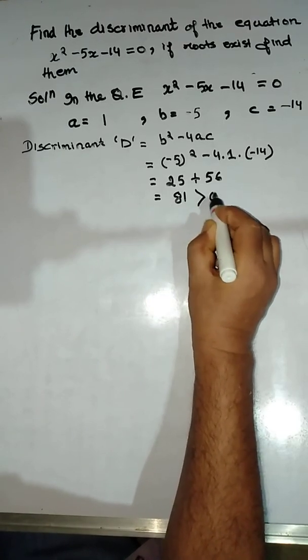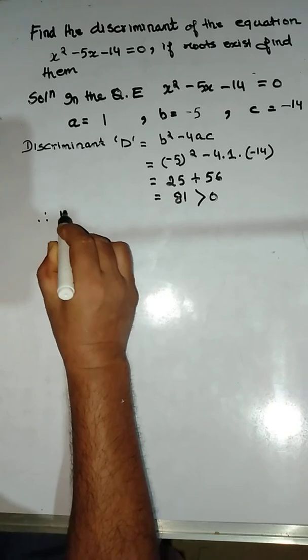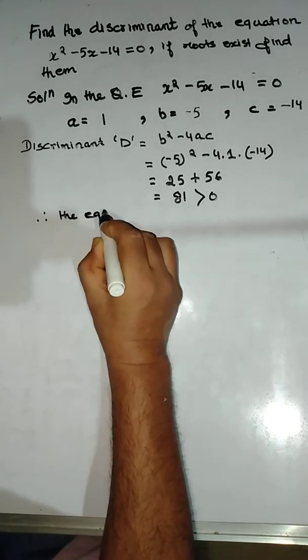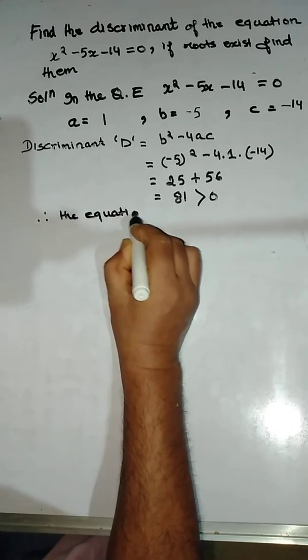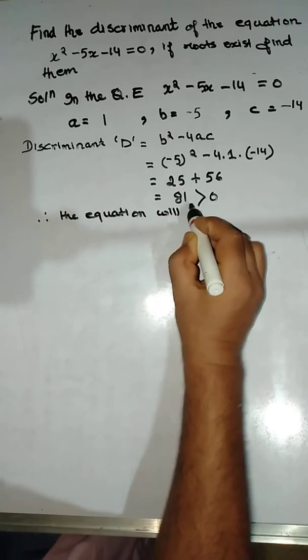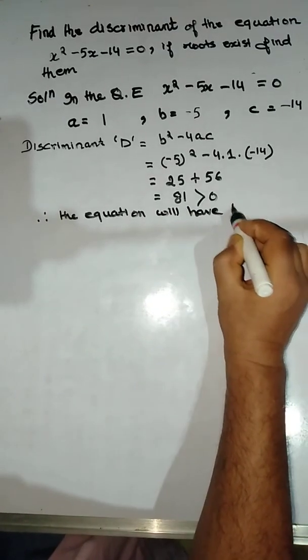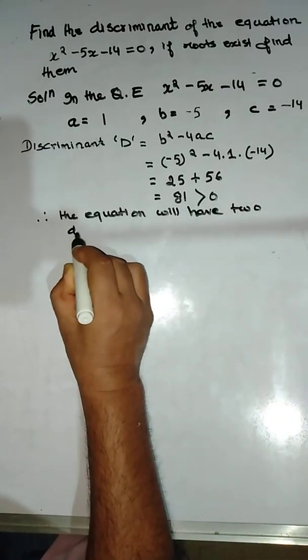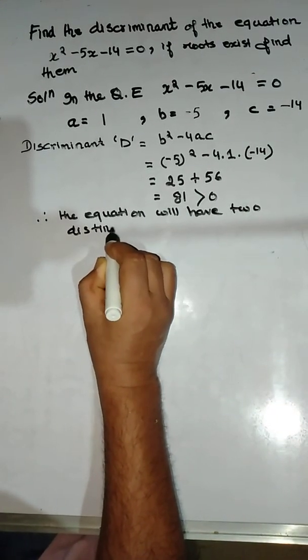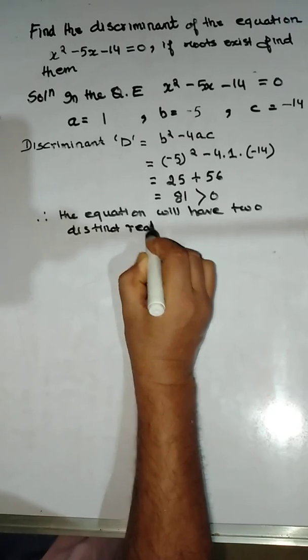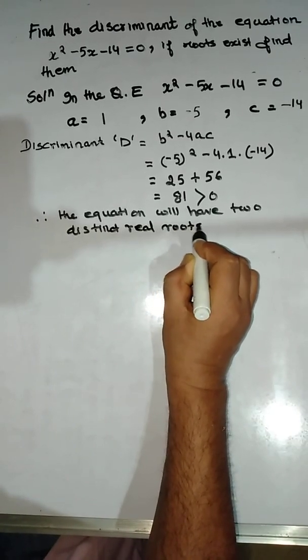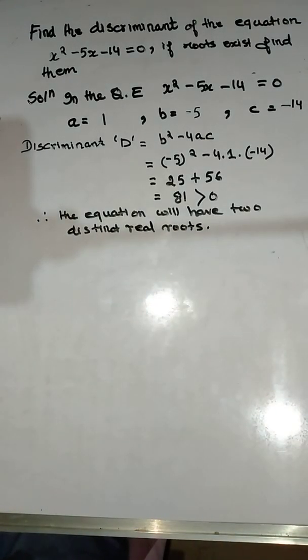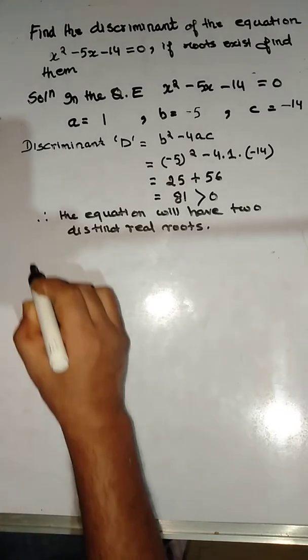81 is greater than 0. Therefore, the equation will have two distinct real roots. That means you'll get two different roots. And to find them, use the quadratic formula, because they're not asking you to find it in either way. So use the quadratic formula.